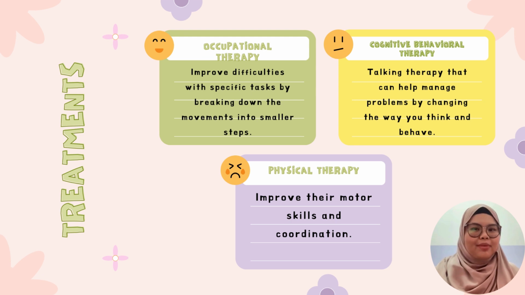These are some of the treatments that can be done if a child is diagnosed with dyspraxia or DCD. First, occupational therapy, which can help your child to improve difficulties with specific tasks by breaking these movements down into smaller steps. Second, cognitive behavior therapy or CBT, a talking therapy that can help manage problems by changing the way you think and behave. Third is physical therapy, which can improve their motor skills and coordination.